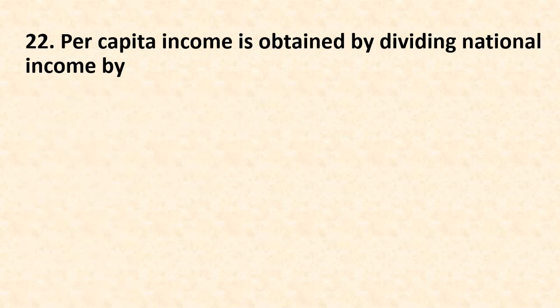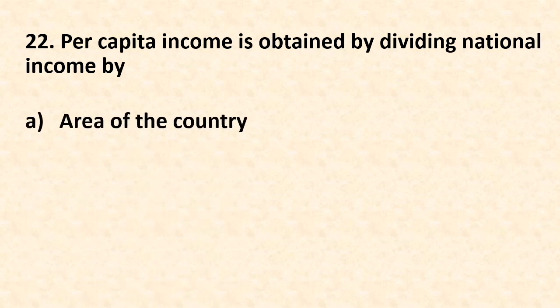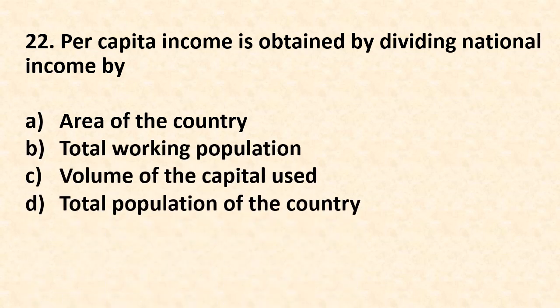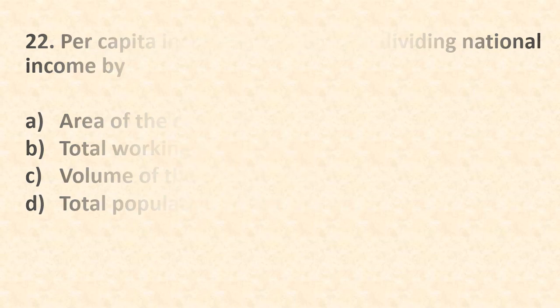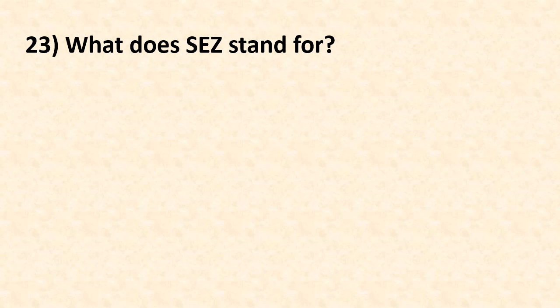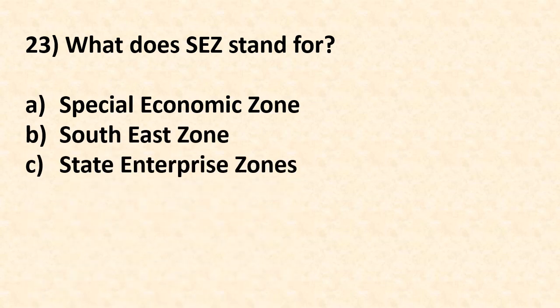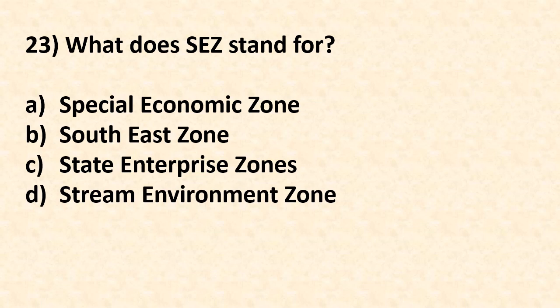22. Per capita income is obtained by dividing national income by. Options are area of the country, total working population, volume of the capital used, and the total population of the country. The correct answer is option D, total population of the country. 23. What does SEZ stand for? Options are Special Economic Zone, Southeast Zone, State Enterprise Zones, and Stream Environment Zone. The correct answer is option A, Special Economic Zone.